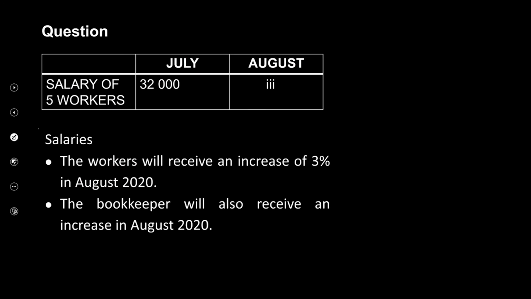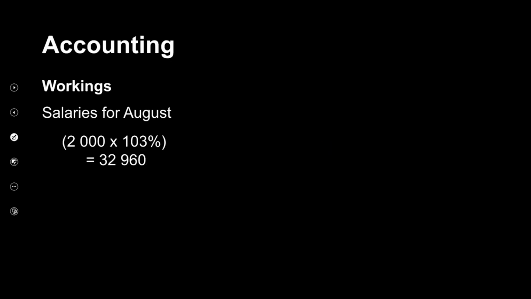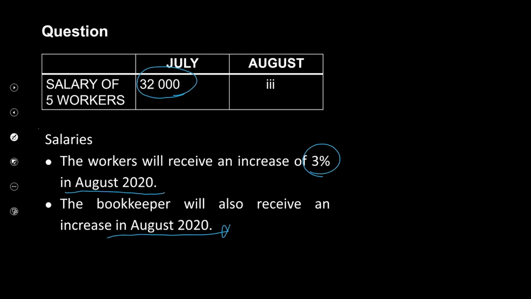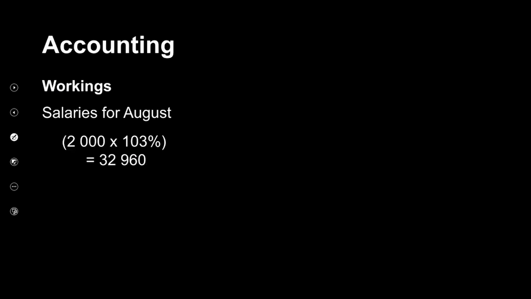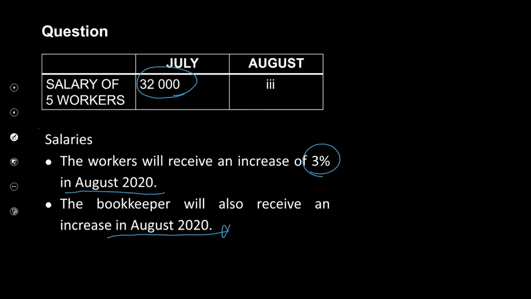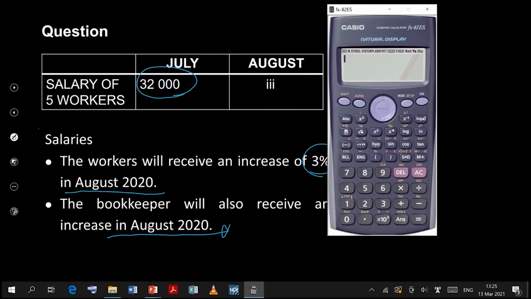We are told that the workers will receive an increase of 3% in August, right? The bookkeeper will also receive an increase in August 2020. Right, there's your salaries of your five workers, 32,000 Rand, right? Again, based on the information that we have, the question said, calculate the amount that has to be paid to our salaries of our workers. So there's my 32,000 of all five workers, right? Immediately, you can see that there's an increase for those workers. And how do we take that? We say, look at the amount they receive, an increase of 3%, right? And if we take that figure, let's get our calculators out. Let's take that figure times 3%. Will give me a figure of 960.